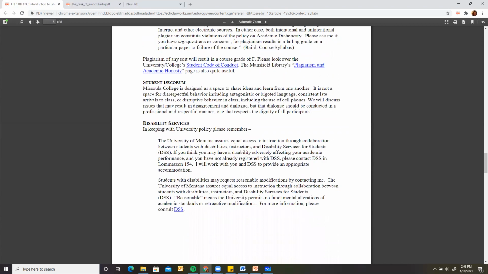Next thing I want to touch on really quickly is this disability services section. It doesn't apply to everyone, but if you're someone that receives accommodations, make sure you follow the professor's specific instructions to make sure your needs are met. Different professors may have different expectations, so just pay attention to that if it applies to you.